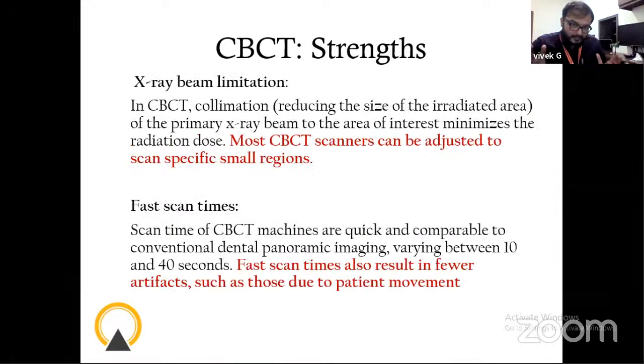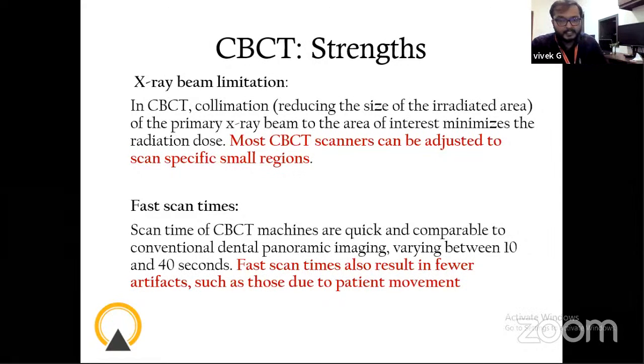Now, another thing that I have told you before as well, that is the field of view can be reduced with the help of collimation, and that also will help or aid in patient exposure reduction. As I was telling earlier, fast scan times.